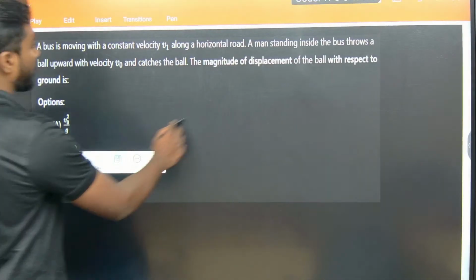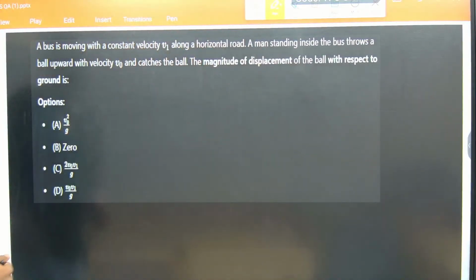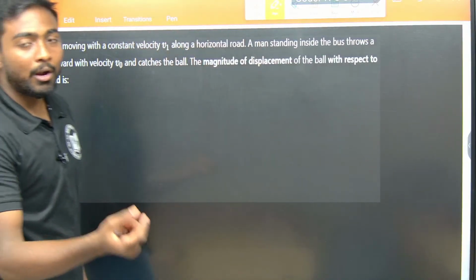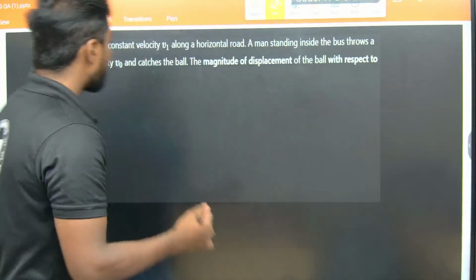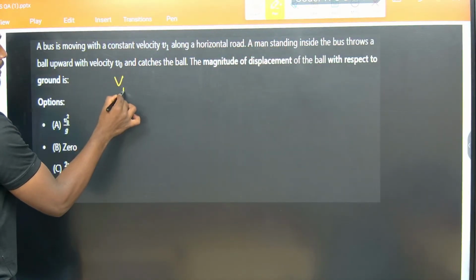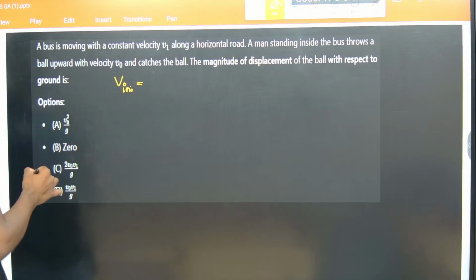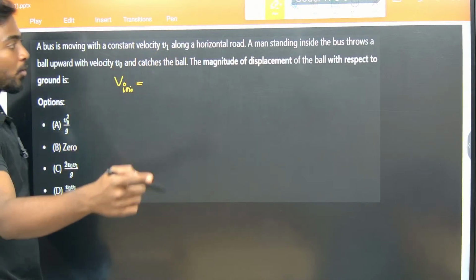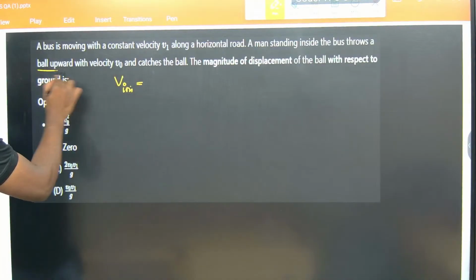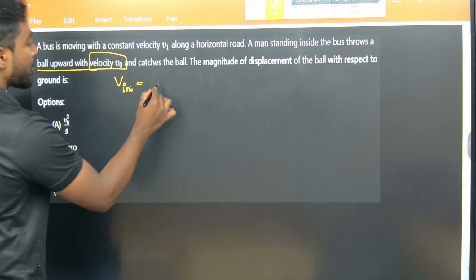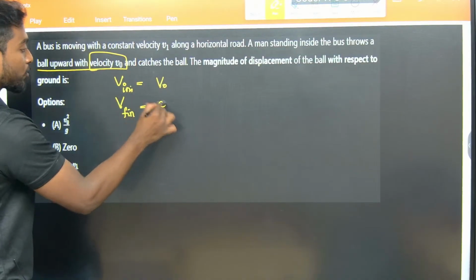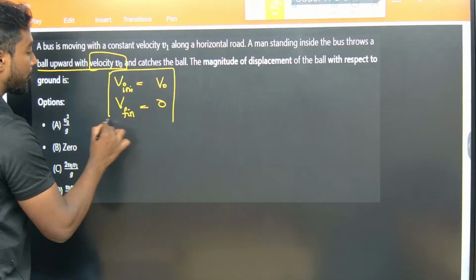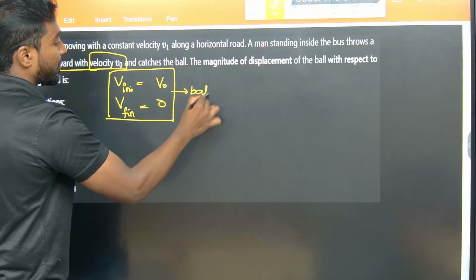Where is the pen? Yeah, I got the pen. So, maximum height: if I throw the ball with velocity v0 and it reaches maximum height, the velocity will become 0. So the initial velocity, as they have said, the bus is moving with constant velocity v1 and the ball is thrown up with v0. So this is v0, and v final should be equal to 0. This is for the ball.